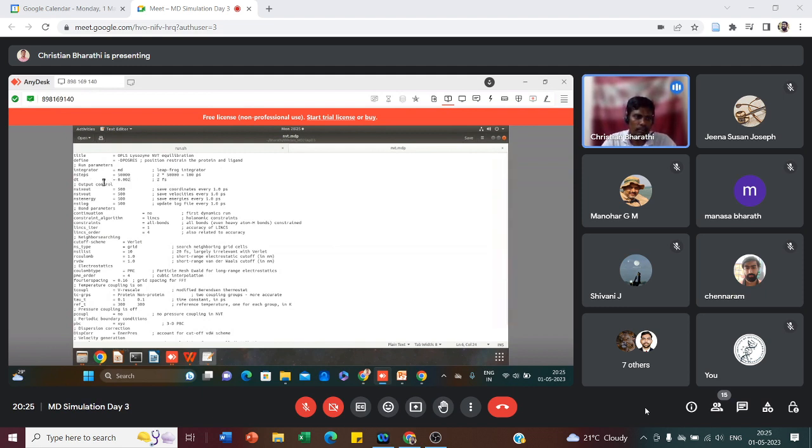And this is the time step. The time step is 2 femtoseconds. I need to save position, velocity, and other outputs in the output file, so that is defined here. The same thing is mentioned here. I want to save coordinates every 1 picosecond, velocity every 1 picosecond, and the energy of the system every 1 picosecond. And additionally a log file will be generated in the meantime. Everything is running simultaneously.